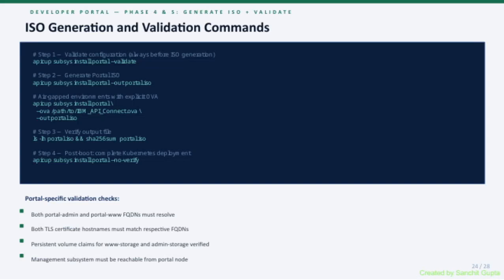Now, let's focus on the critical steps for generating and validating the portal ISO. First, we need to ensure the management subsystem is reachable from the portal node. We verify persistent volume claims for both www storage and admin storage, and confirm that TLS certificate hostnames match their fully qualified domain names. Both portal admin and portal www FQDNs must resolve correctly. Then, we validate the configuration before generating the ISO. After creating the ISO, we verify the output file's integrity. Finally, post-boot, we complete the Kubernetes deployment to wrap up the process.